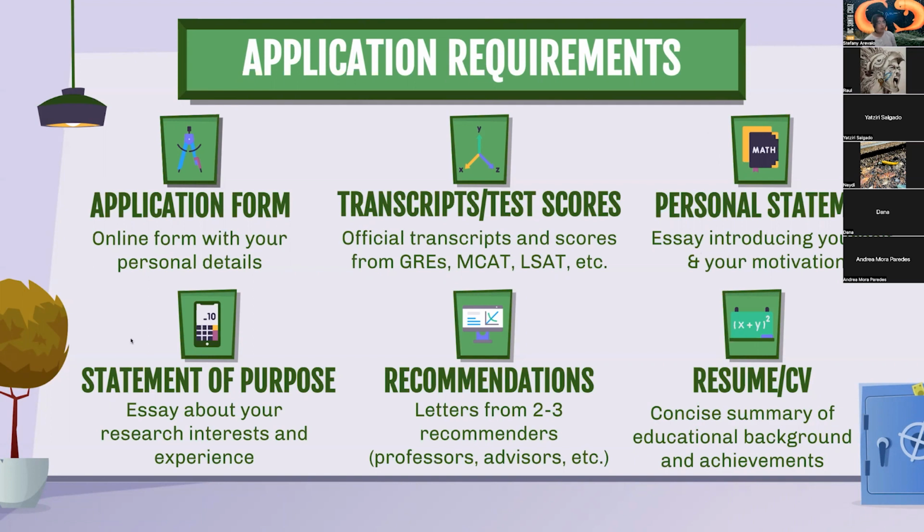Additionally, we have 2 written parts: the personal statement, which is more about speaking about yourself as a person, and the statement of purpose, which is talking more about your research interests and what you want to study when you go into grad school. Then we have 2 to 3 letters of rec, usually from professors or advisors. And we also have the resume portion or CV, depending on what they ask for. This is just a summary of your education and any achievements you've had. This is just a general overview, and in this next part, we're going to go into depth about what each part requires.